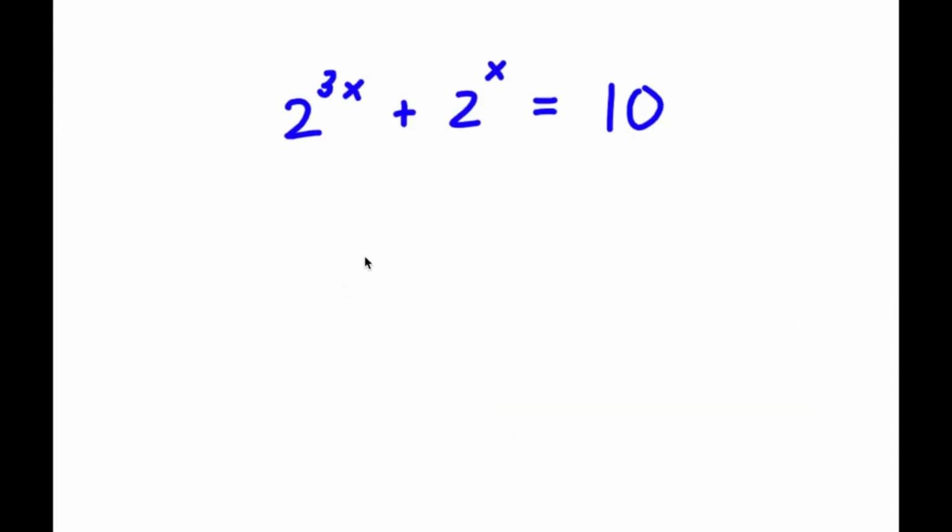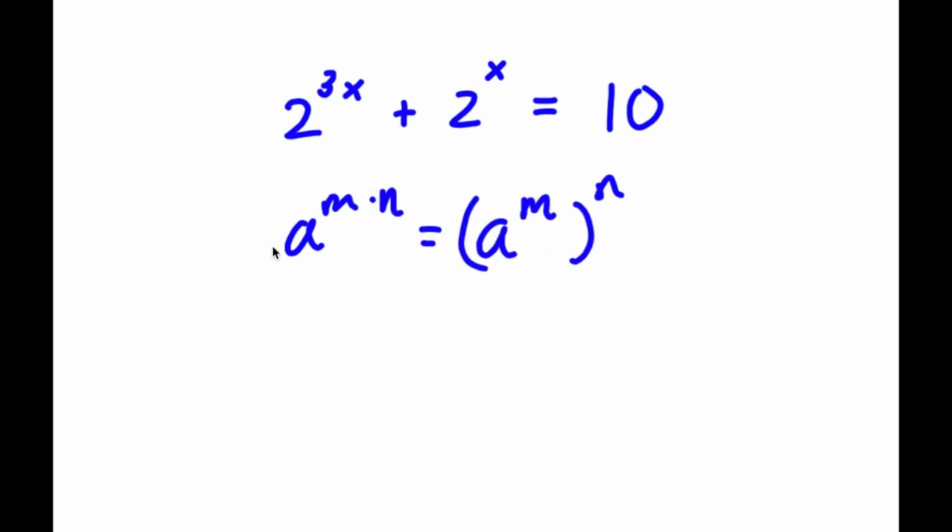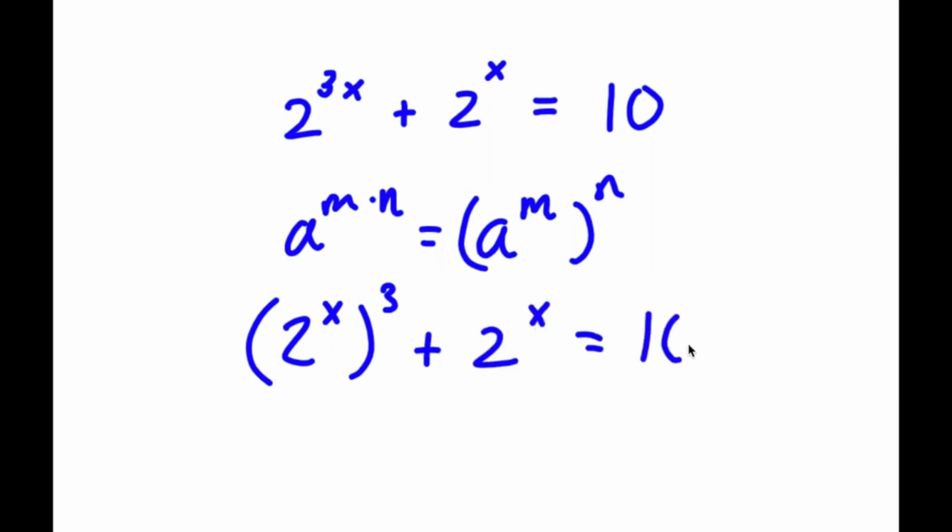Alright, so in this problem, I have 2 to the power of 3x plus 2 to the power of x is equal to 10. So to solve this, first off, if I have something in the form a to the power of m times n, this is the same thing as a to the power of m to the power of n. So 2 to the power of 3x I can rewrite as 2 to the power of x to the power of 3. So I have this plus 2 to the power of x is equal to 10.